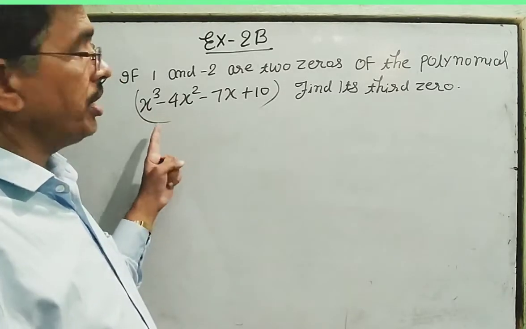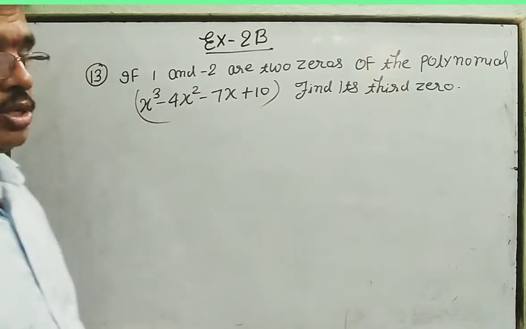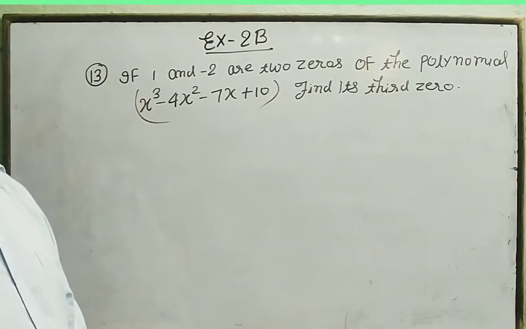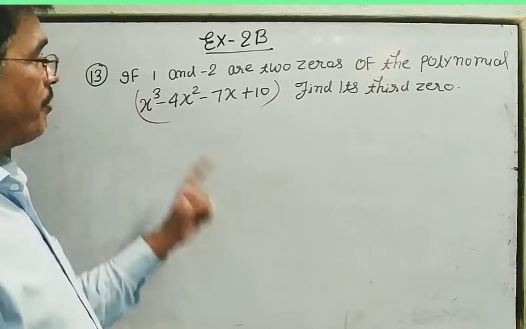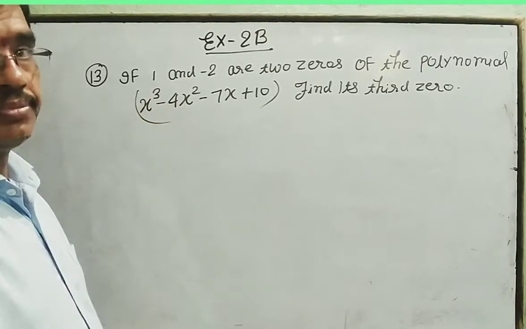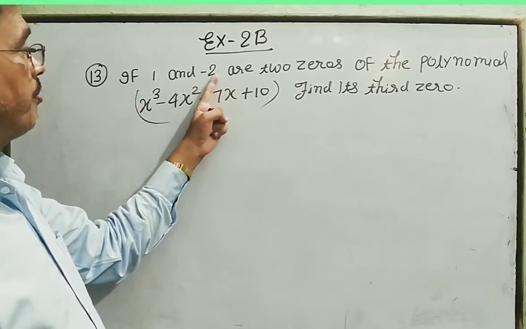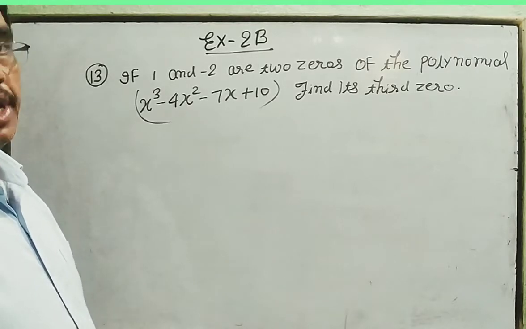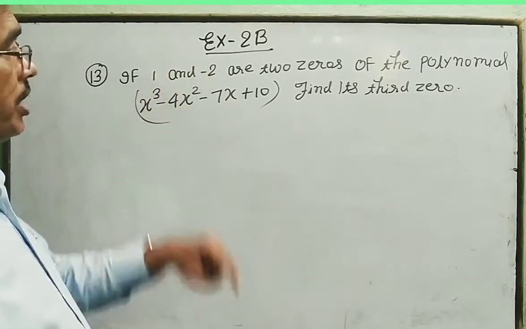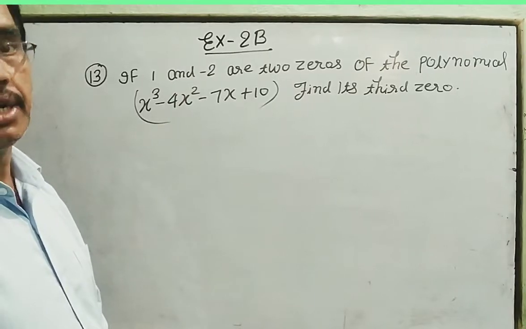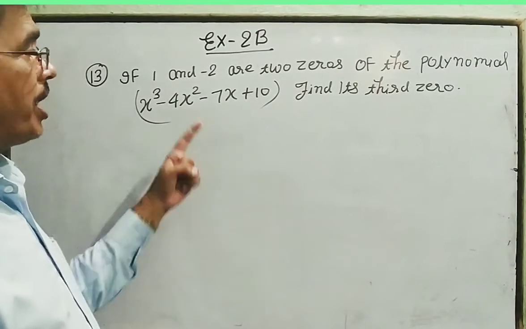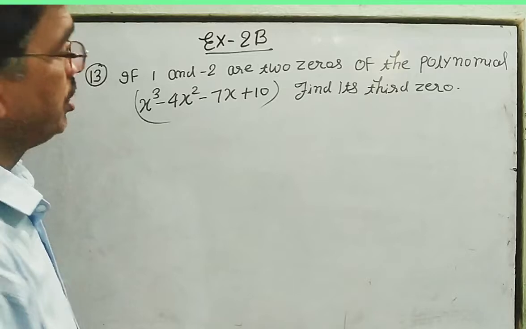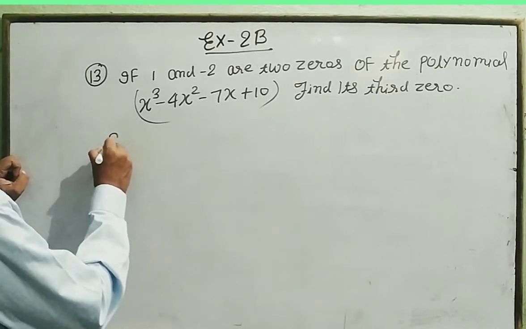First we find it is a cubic polynomial because the degree of this polynomial is 3. Then it is clear the number of zeros of this polynomial is 3. Two zeros are given, minus 2 and 1. You have to find its third zero. So dear student, if 2 zeros are given, then first you find its factors, and by that factor divide it, then you can find its third zero. So its solution.